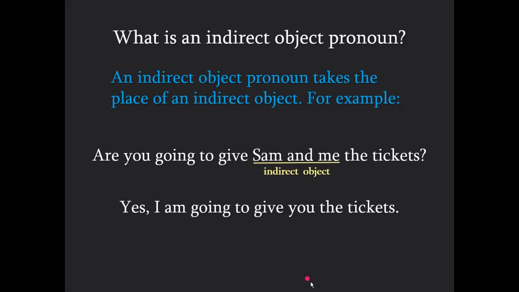If the person is answering the question, are you going to give Sam and me the tickets? That person would say, yes, I'm going to give you the tickets. So you, then, because another person is answering and referring to Sam and me, is going to be the indirect object pronoun used to answer that particular sentence. And once again, this could be reworded. You could say, yes, I'm going to give the tickets to you, and that would clarify what the indirect object is.